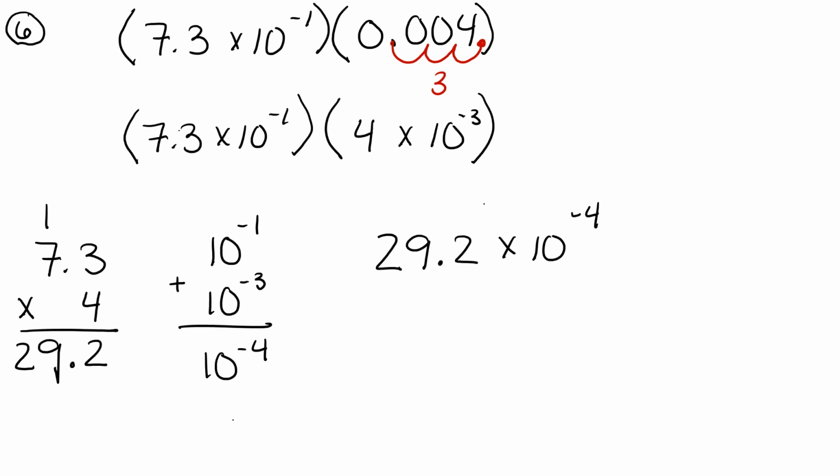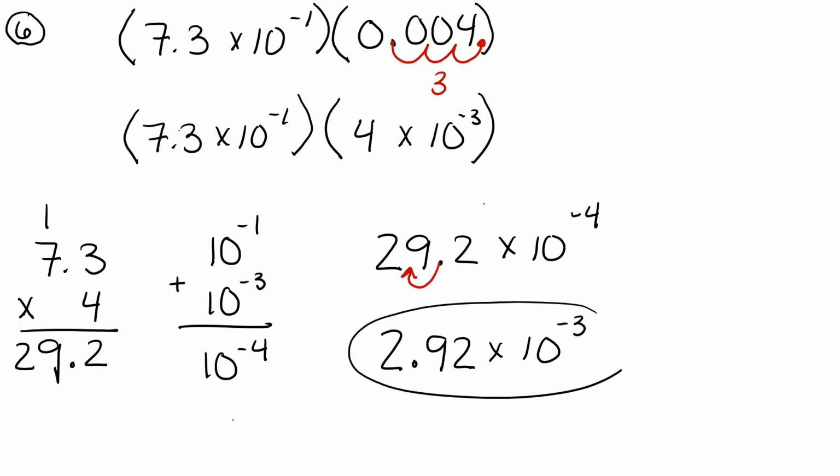The decimal point needs to go behind the first number. The first number is a 2, so we need to move it up 1 place. That changes our answer to 2.92. It also changes our exponent from a negative 4. We go up to a negative 3. 2.92 times 10 to the negative 3rd is our final answer.